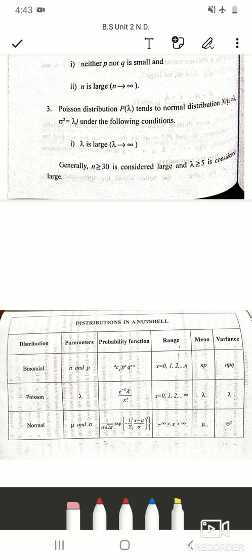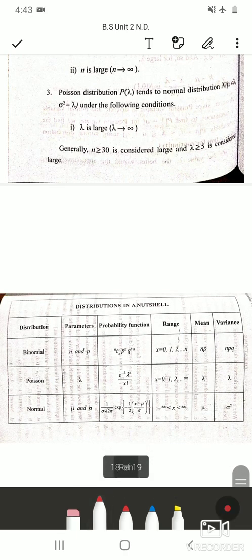So for binomial distributions we know there are two parameters n and p, and the PMF is nCx p raised to x into q raised to n minus x. Range of x is from 0 to n. Mean, that is expectation of x, is n into p. Variance is npq, where q is equal to 1 minus p.